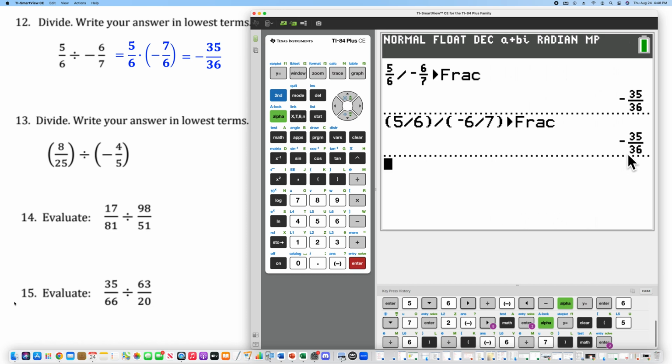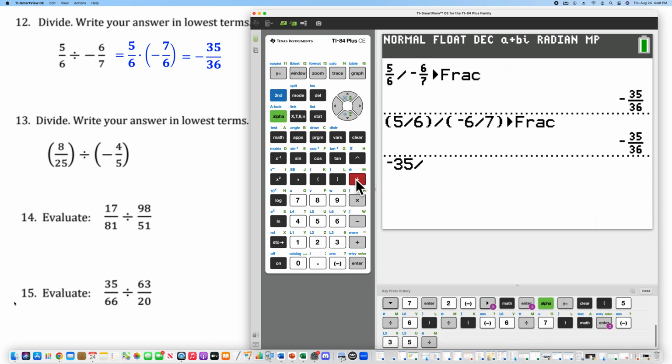Now, on those older calculators that don't have this ability to type the fraction in this way, they'll just have the answer look like this, negative 35 with a diagonal fraction bar, 36. That's the way your answer will look if you don't have the alpha y equals command. You can still do the fraction work, you just have to put the extra parentheses around all the fractions when you do the work. Okay?